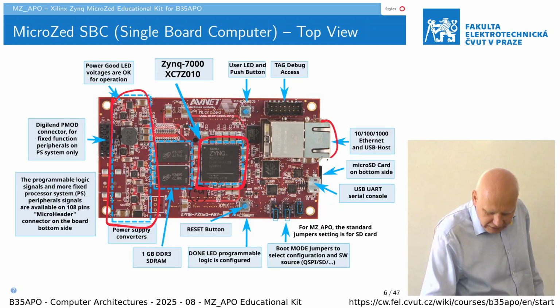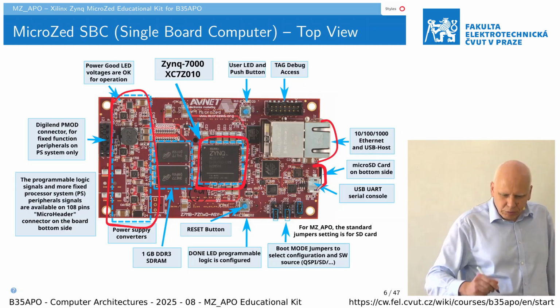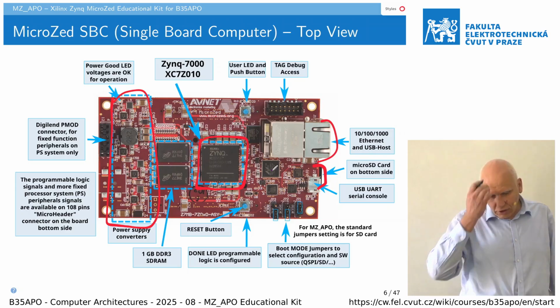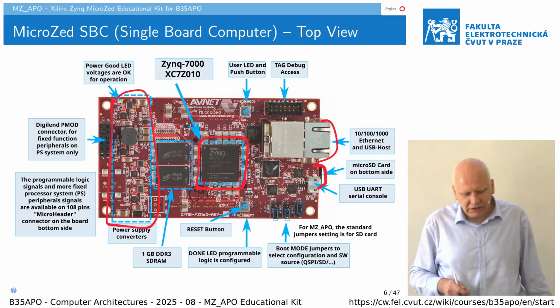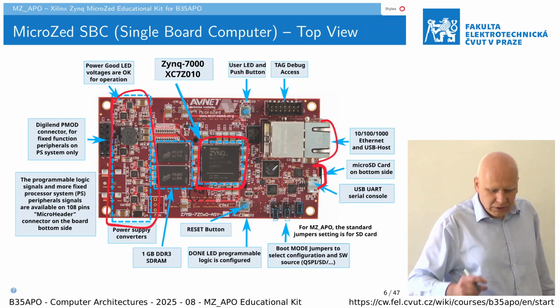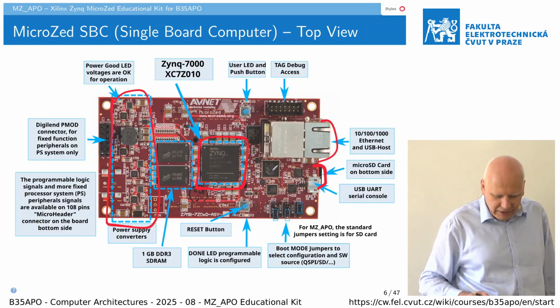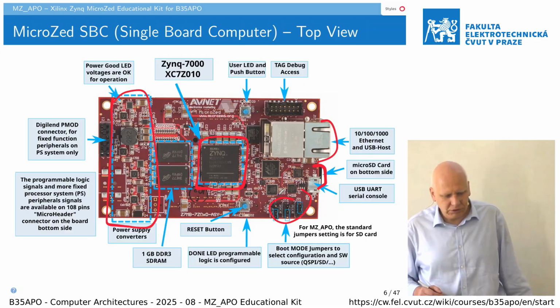We have the Ethernet. On the bottom side there is the SD card. It is possible to boot from the internal flash, or from the flash on the board, or from that SD card. The SD card has the advantage that if there is some problem you can swap it. So we boot the bootloader from the SD card and the rest over Ethernet. It is possible to select which boot option we will use.